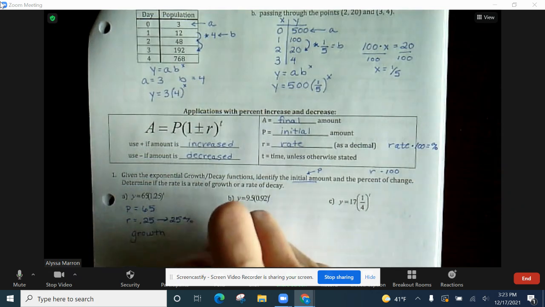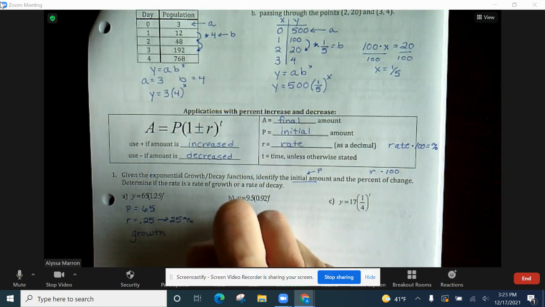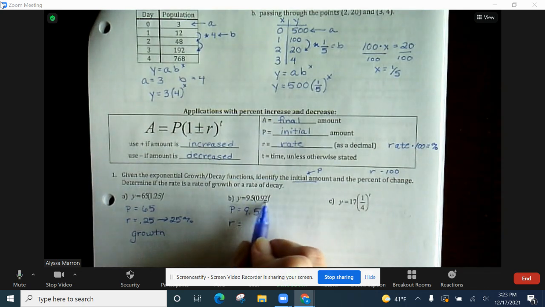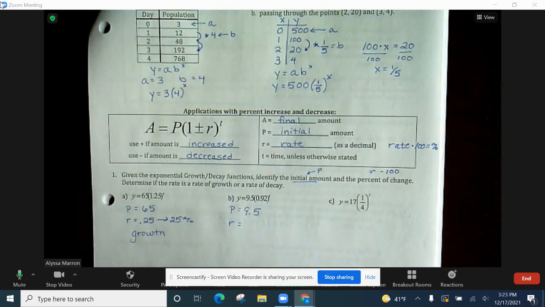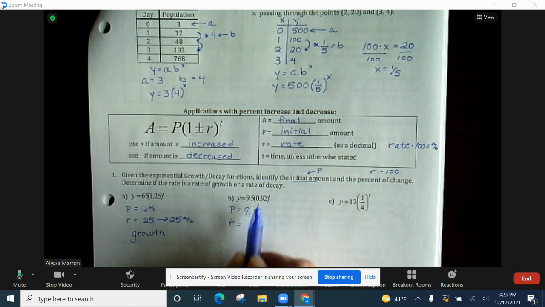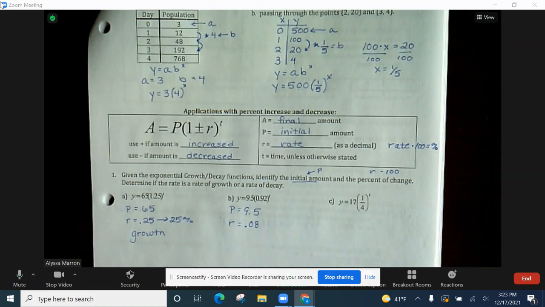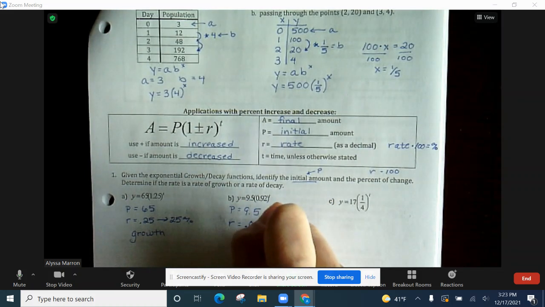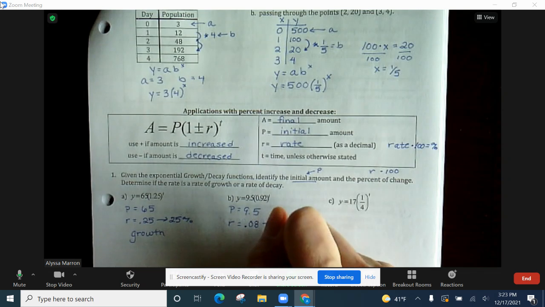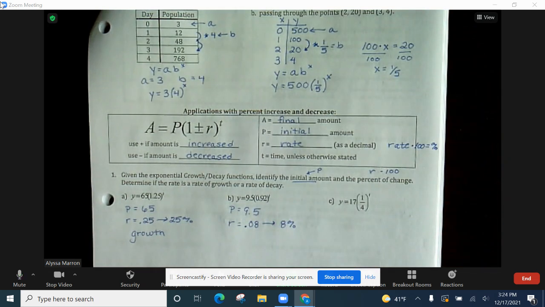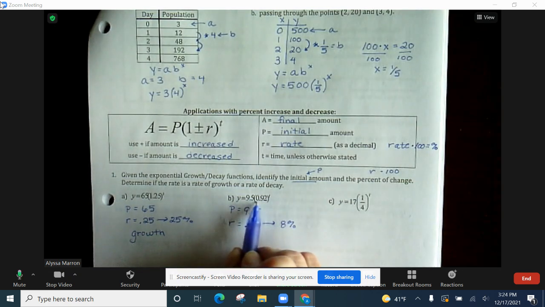So for the next one, we have a base of 0.92. Our rate is going to be the difference of this and 1. If you think of it in terms of money, what's the difference between $1 and $0.92? Well, that would be 8 cents. I would write 8 cents as 0.08, not 0.8, because that would be 80 cents. If I convert that to a percent, multiply by 100, really just moving your decimal over twice, that would be 8%. Because this number, our base, is less than 1, this would be showing decay.